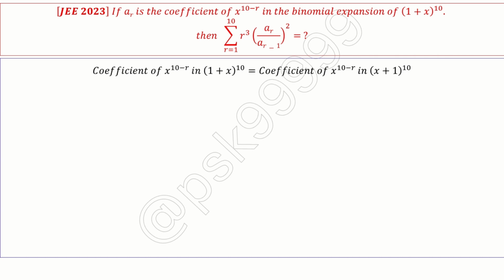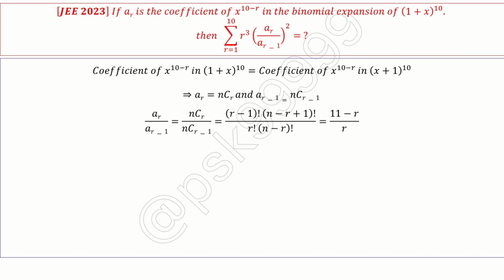So the coefficient of x to the power of 10 minus r in (1 plus x) to the power of 10 is the same as the coefficient of x to the power of 10 minus r in (x plus 1) to the power of 10, correct? This is simple. The coefficient of this one is nothing but nCr. So AR equal to nCr, AR minus 1 is nCr minus 1. The ratio of these two, AR by AR minus 1, is nothing but nCr by nCr minus 1. Okay, n factorial on both numerators gets cancelled, so I am left with only these terms. If I simplify it, n equal to 10, so it is (11 minus r) by r.